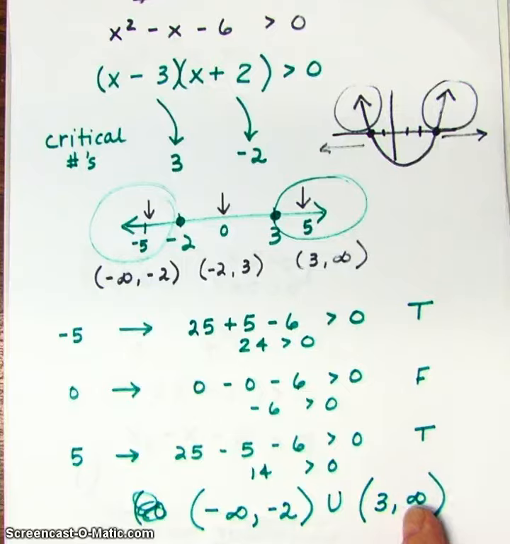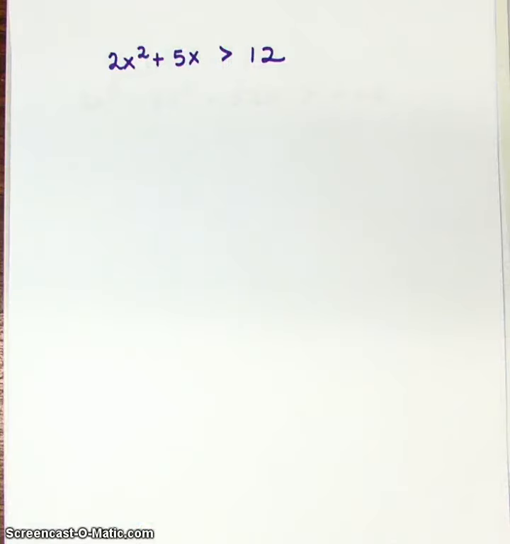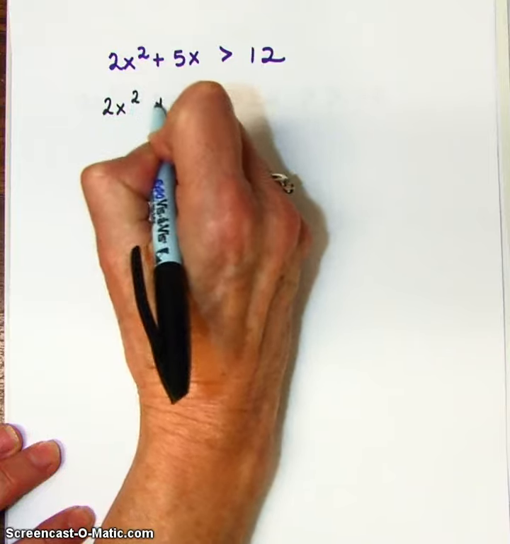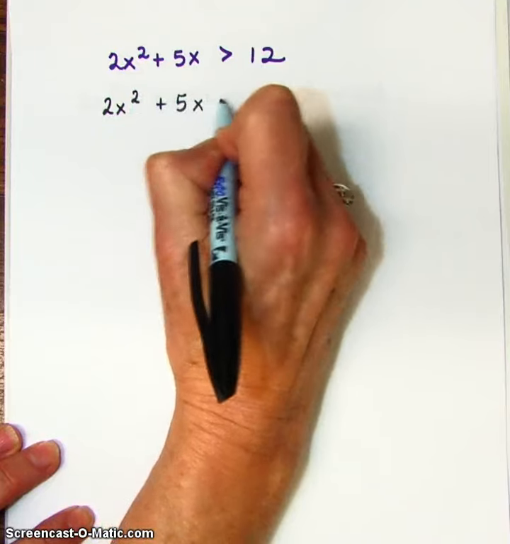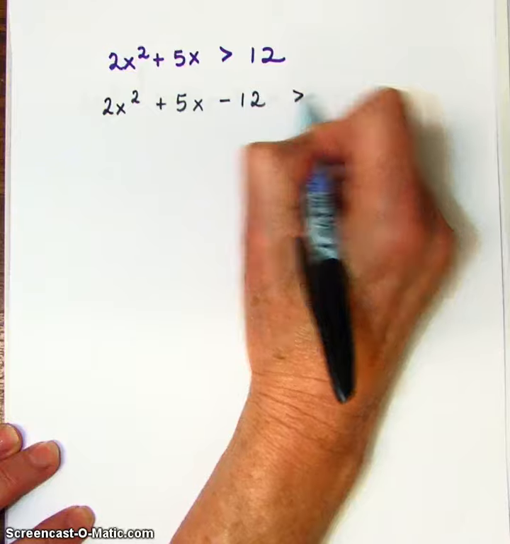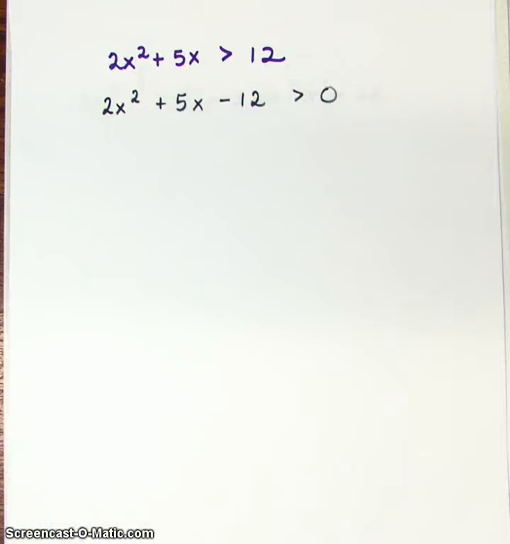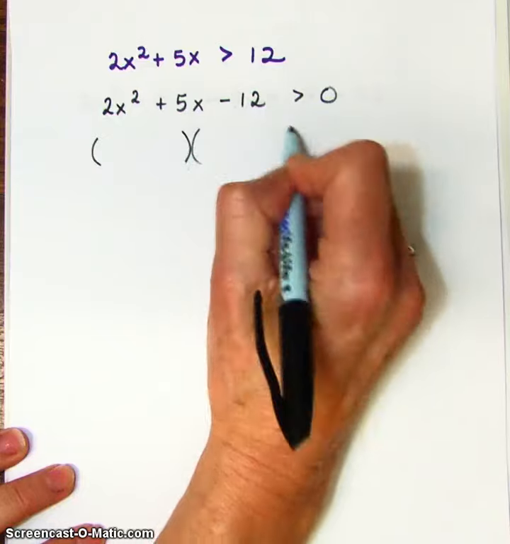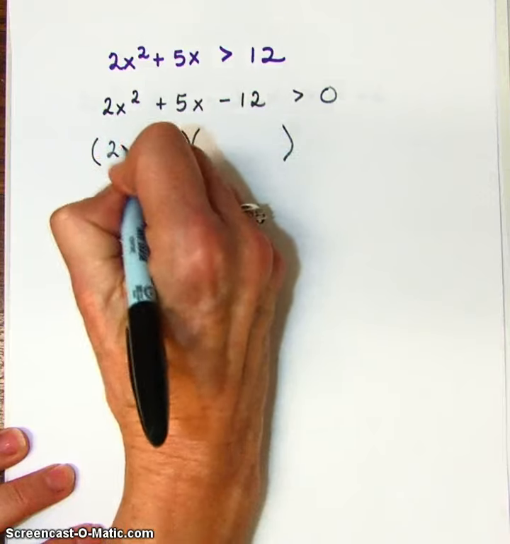Okay, let's try another one because I know that's a little strange. Here is a second polynomial inequality. Let's solve it like we normally would. We're going to take the 2x squared and the 5x, and this one has a 12, so let's bring the 12 over and set it greater than 0. So there's our polynomial inequality. We're going to try to factor this or solve it using the quadratic formula. And I'm going to be honest, I hadn't tried this one before, so I hope I can factor it.